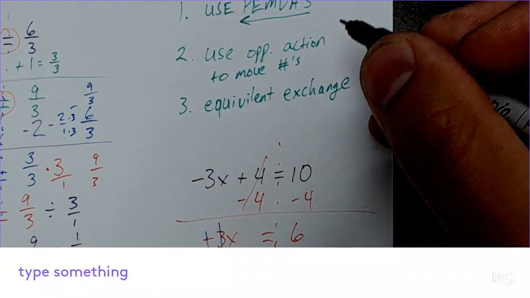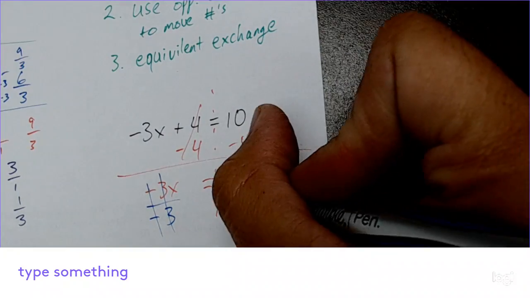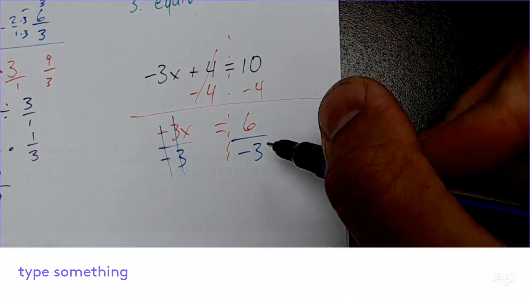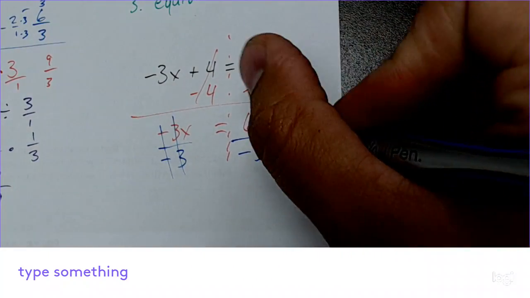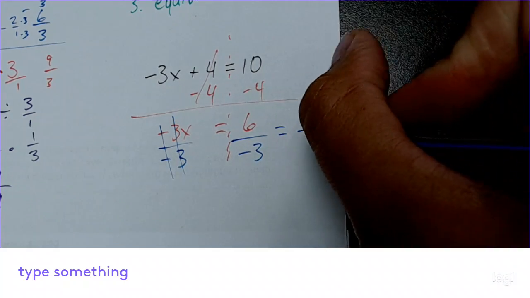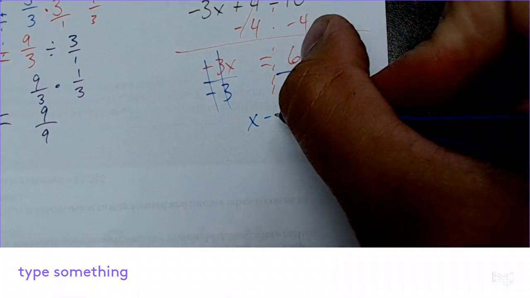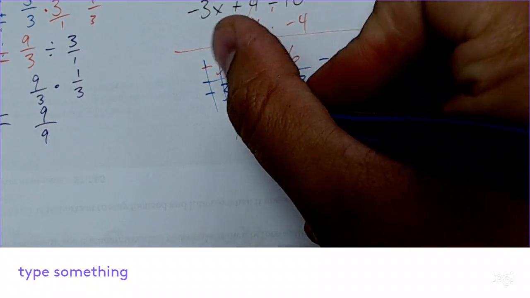Now I'm going to use equivalent exchange. If I divided that side, I have to divide this side. Now I've got 6 divided by negative 3, which is positive divided by negative, which equals negative 2. So my final answer is going to be x equals negative 2.